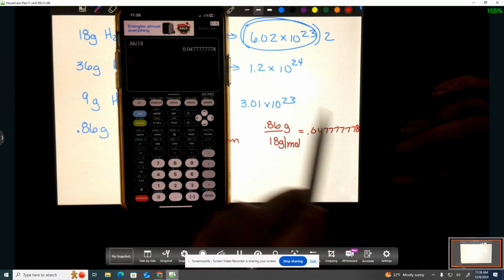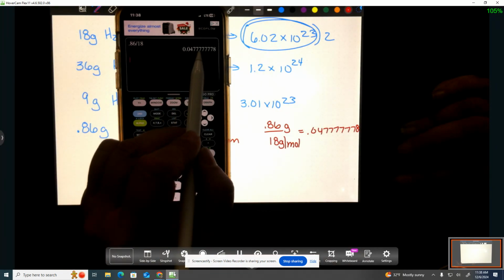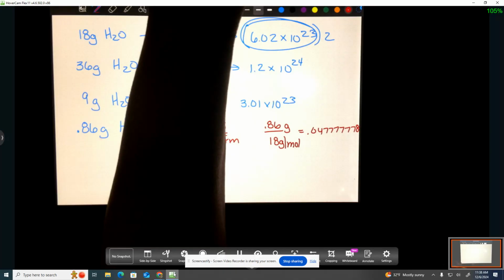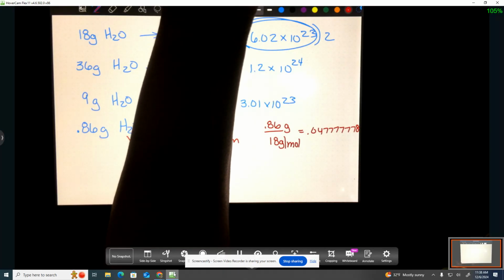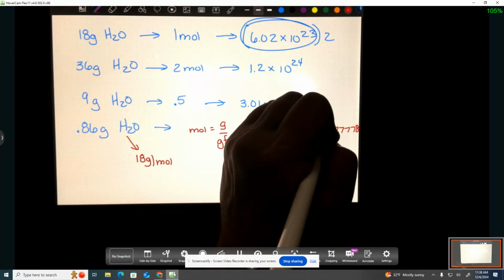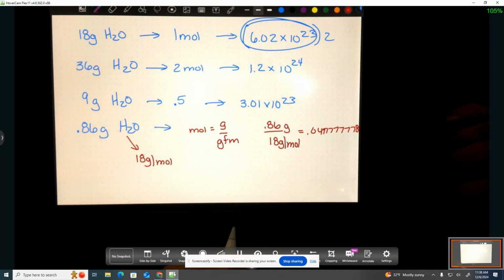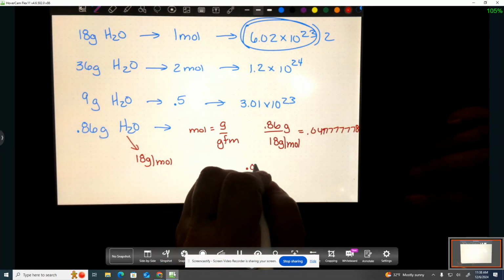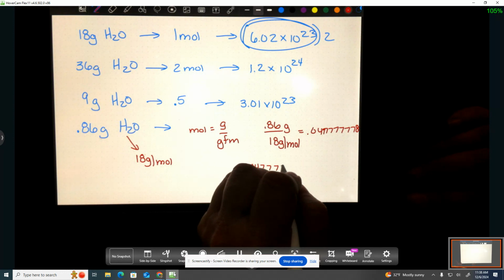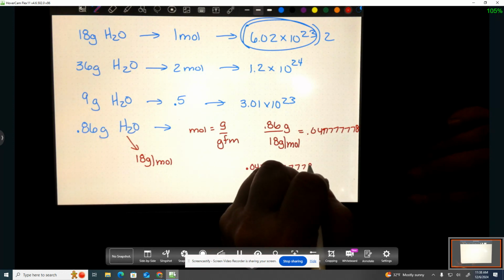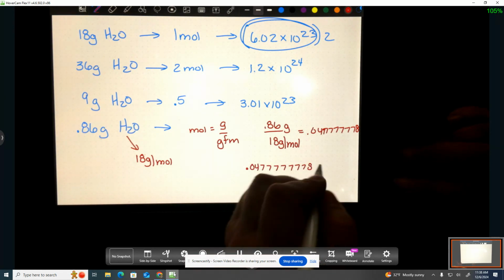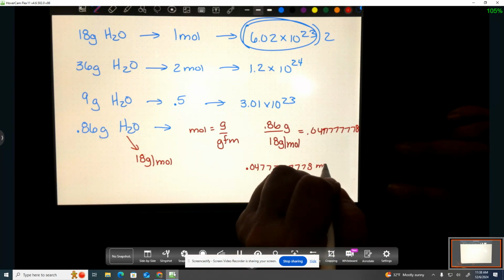1, 2, 3, 4. I got 6. Wait, how do we know that? Oh, never mind. 1, 2, 3, 4. Is it 6 or 7? 1, 2, 3. It's 7. Okay. So 0.0477777778. All right. Can we all agree that this is an ugly number?